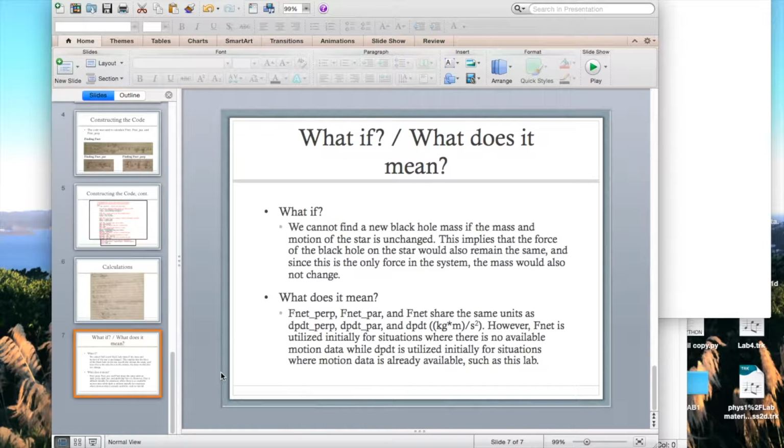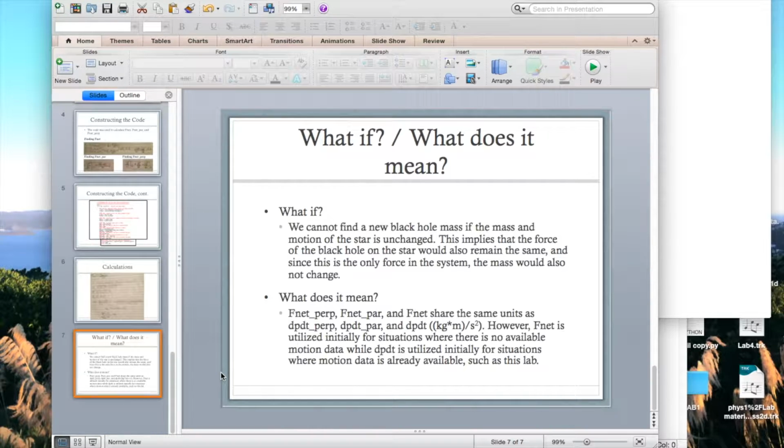For the what if and what does it mean questions, the what if question first, we are unable to find a new black hole mass if both the mass and the motion of the star are unchanged. These two things remaining constant implies that the force of the black hole on the star would also remain the same. Since this is the only force that we know of in the system, the mass would be unable to change and would have to be the same.